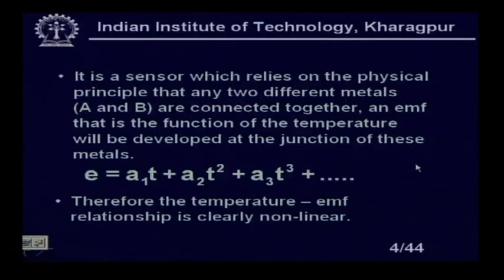We will see that for most thermocouples, this voltage temperature relationship is represented by a 7th to 8th degree, sometimes even 9th degree polynomial. That means it will go on A1, A2 up to A9. There are some thermocouples, obviously, which can be represented by a second or third degree polynomial.